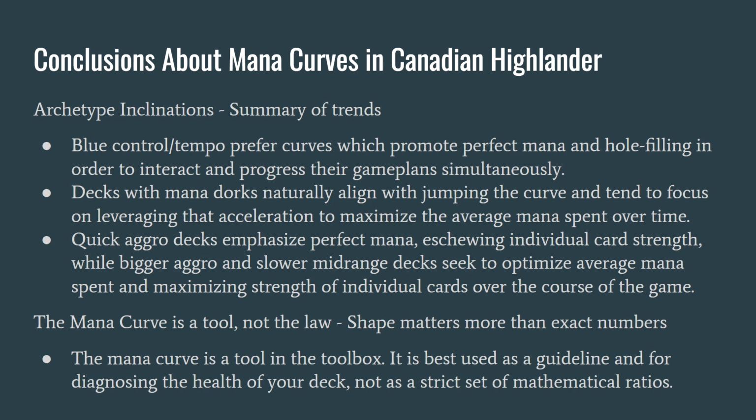In theory, you could have a perfect curve by playing all 1 drops. But if you try to play all 1 drops, your card quality is going to diminish pretty severely. You're going to start reaching for like 1 mana 1/1s and that sort of thing. So you really want to use this as a guideline, and you want the shape to look healthy. You don't necessarily need it to be a numbers game, which is why I didn't really emphasize specific numbers. I just tried to emphasize the shapes of the curves in this video.